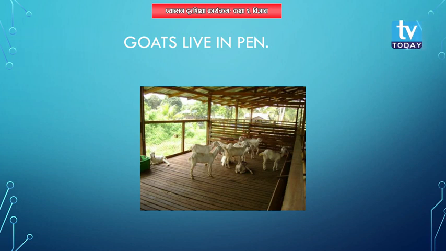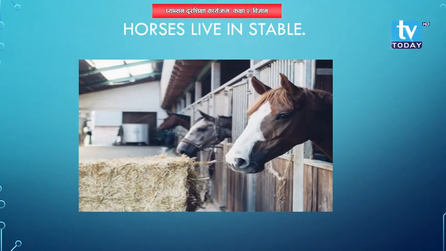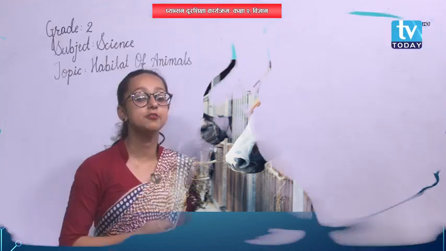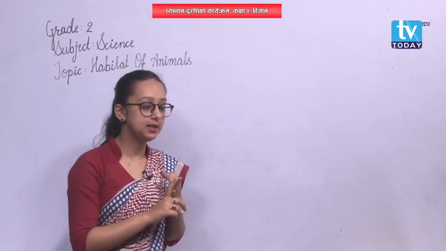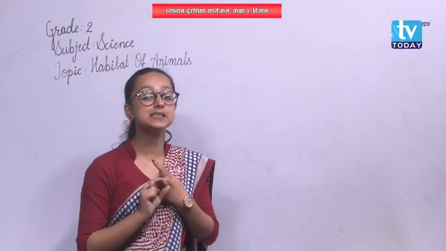Alright. Now, moving on to the next picture. What can you see there? Can you see horses there? Yes. Then where are they? The horses are also in their own home, and horses live in stable. S-T-A-B-L-E, stable. I have told you already. Please note down these terms. Cows live in shed. Goats live in pen, and horses live in stable.